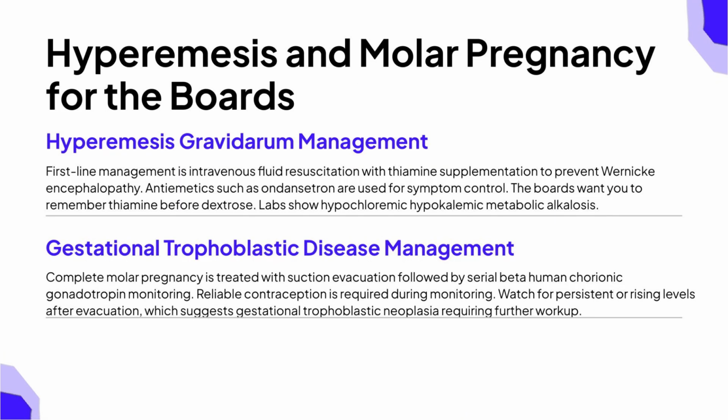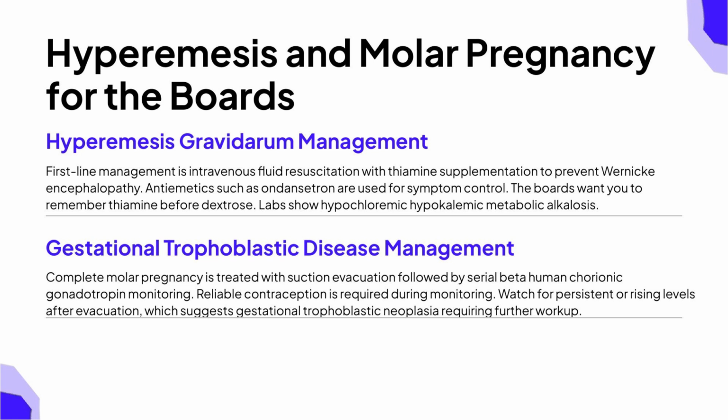Let us review the key management points for Hyperemesis Gravidarum and Gestational Trophoblastic Disease. For Hyperemesis Gravidarum, the boards want you to know that the first step is intravenous fluid resuscitation. A critical pearl is that you must give thiamine before any dextrose-containing fluids to prevent Wernicke encephalopathy. This comes up on board questions. The classic lab findings are hypochloremic hypokalemic metabolic alkalosis from all the vomiting. Ondansetron is the commonly tested antiemetic.